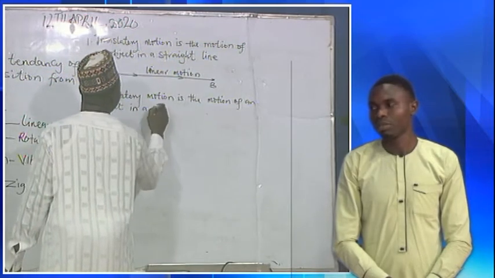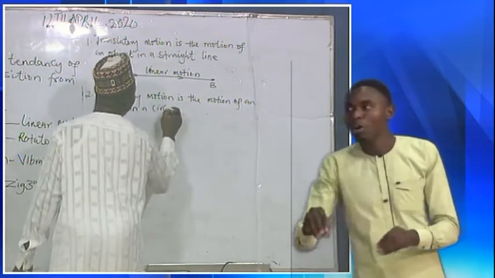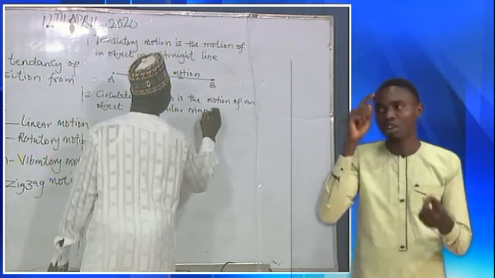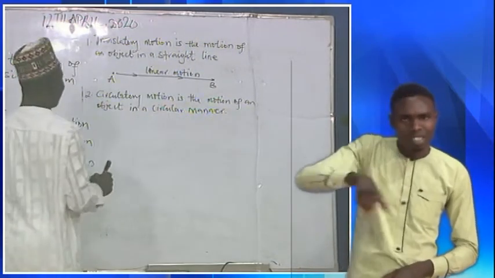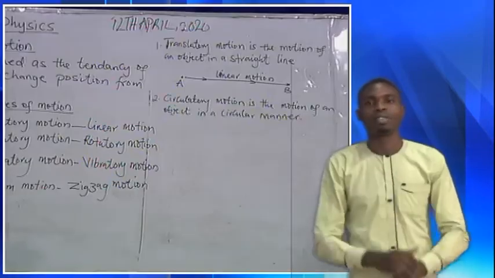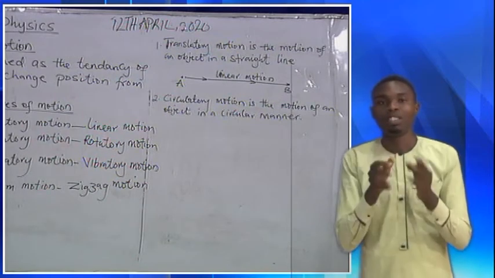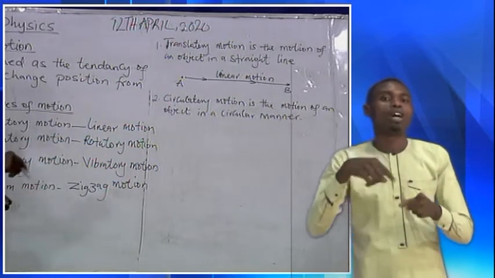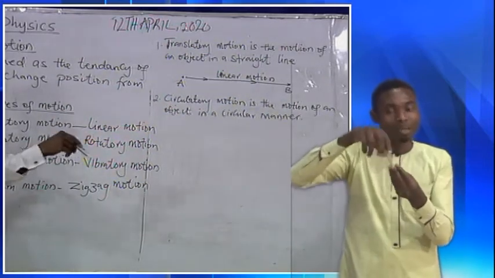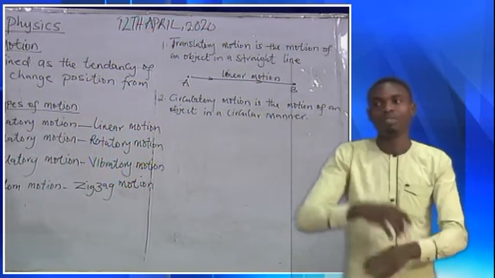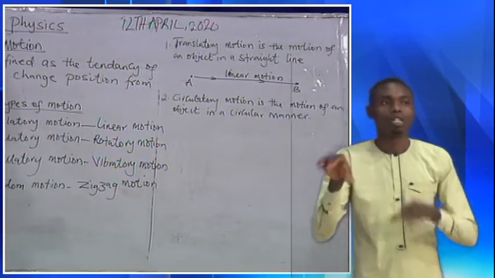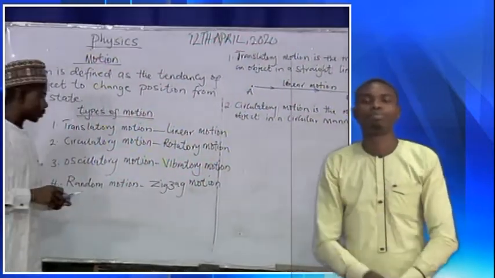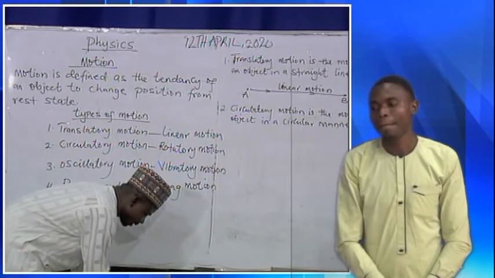In a circular manner, please, from the name, circulatory. If you climb your bicycle and you are going about a roundabout, going round the roundabout, you are doing a kind of circulatory motion. Circulatory what? Circulatory motion.